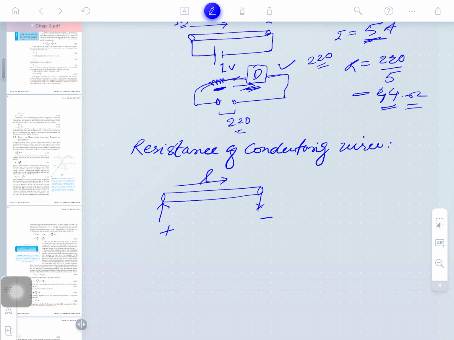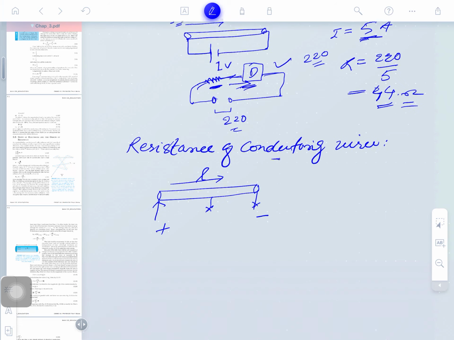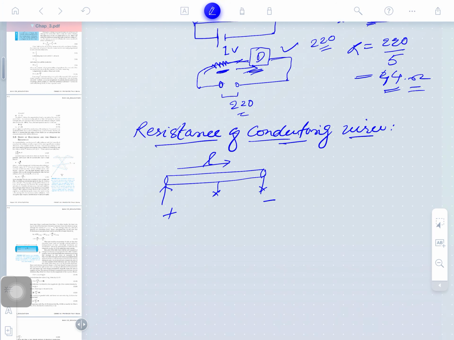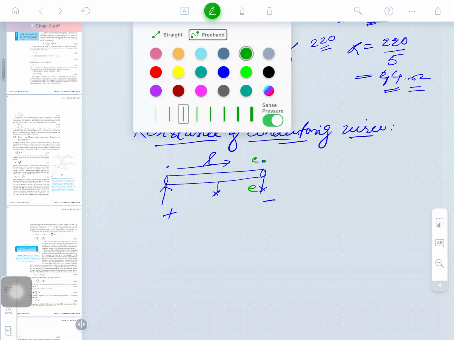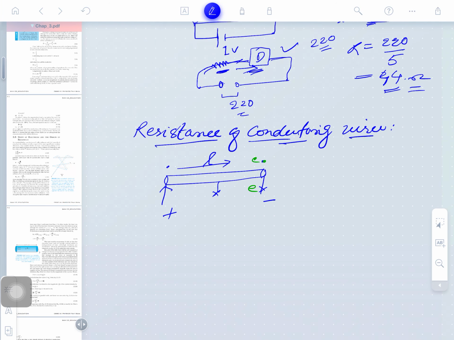Obviously, inside the conductor, the electrons are flowing through it. So we are discussing the resistance of a conducting wire. Suppose one electron starts its journey from here. Actually, charge does not move, remember, the electrons move from right to left, so the charge is moving from left to right.